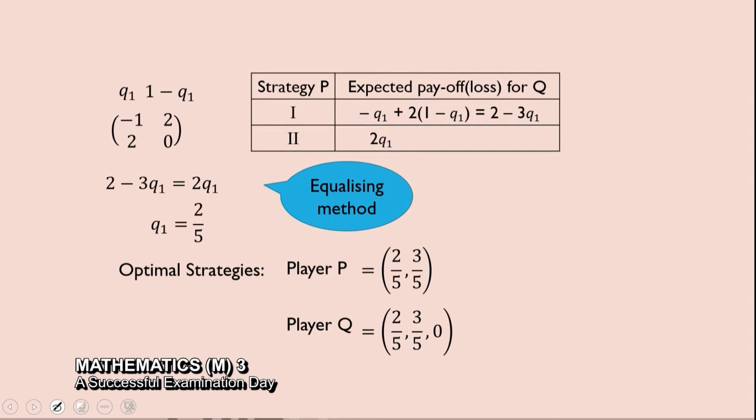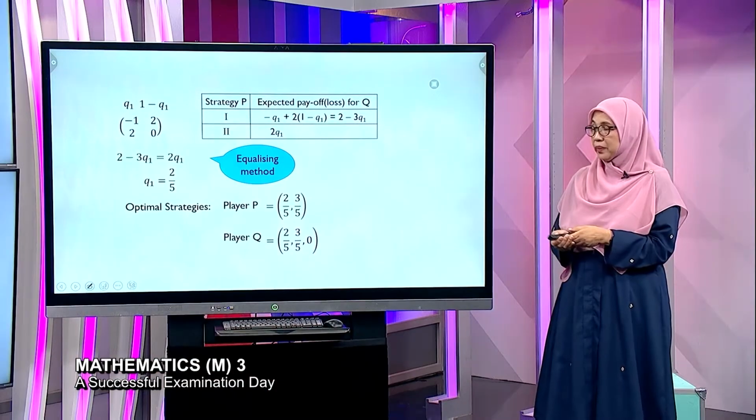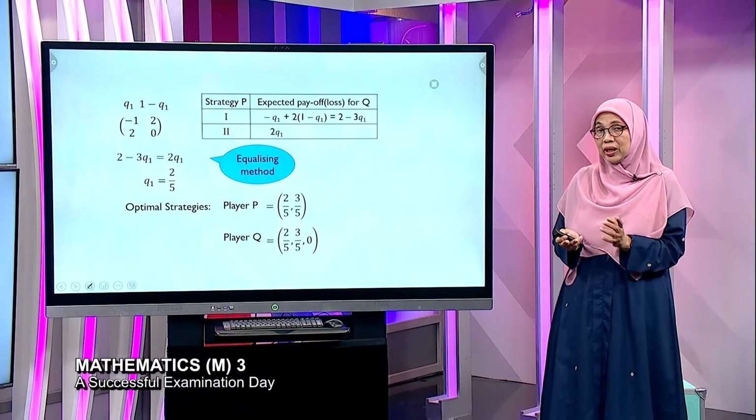So this is the expected payoff for Q. And then this, for strategy 2, is the expected payoff for Q. So you equalize it. This is what I call the equalizing method. Hence you get Q1. So Q2 is actually 1 minus Q1. So this is the same answer as just now. But make sure here you write down Q3 is 0, okay? Because we know that the maximum value of a probability is 1, okay?